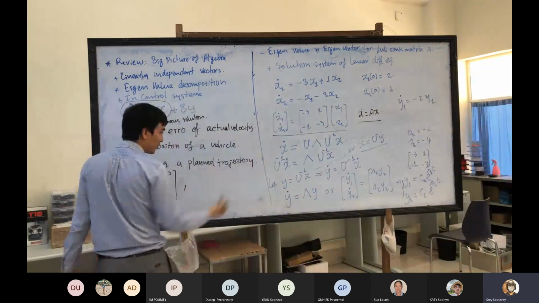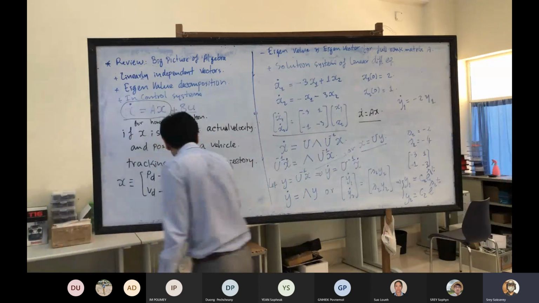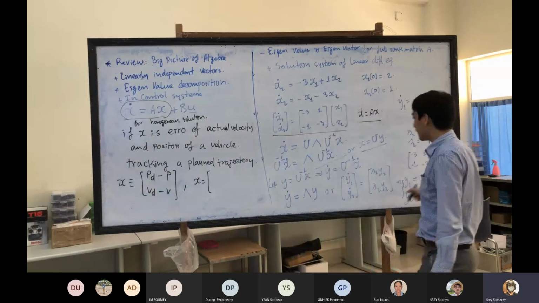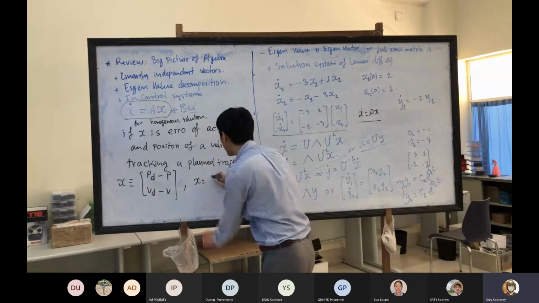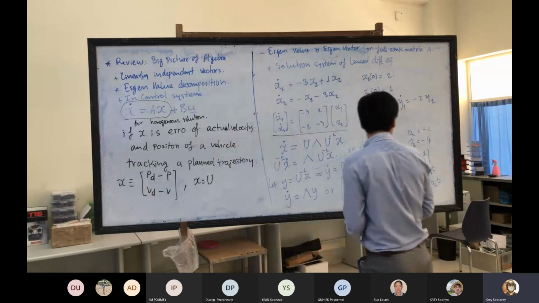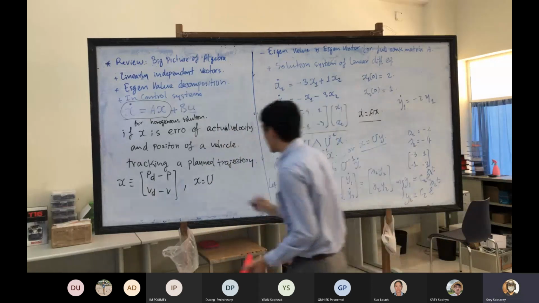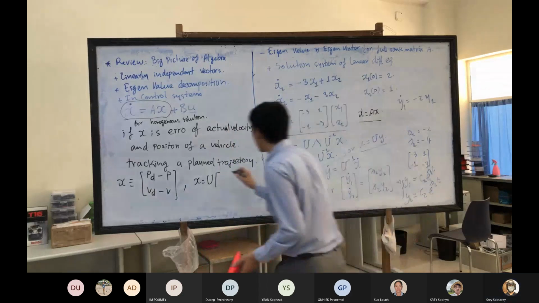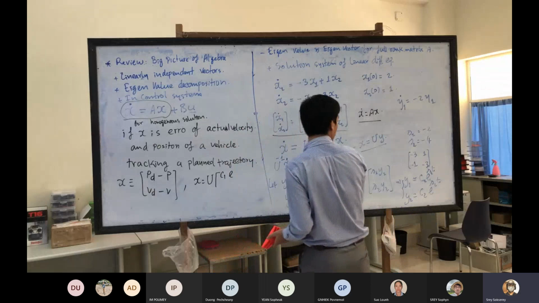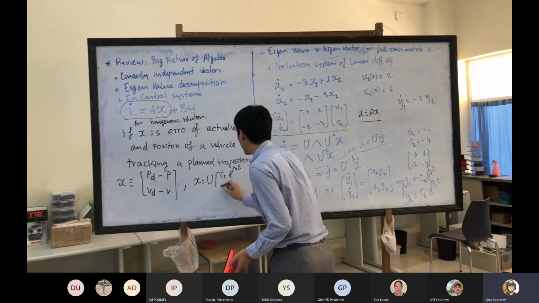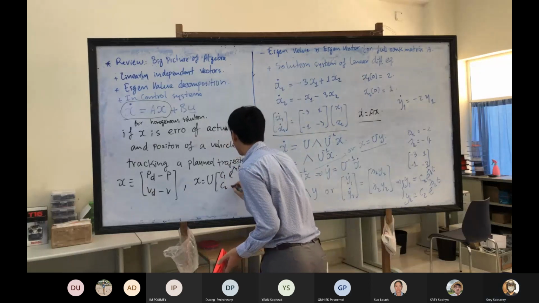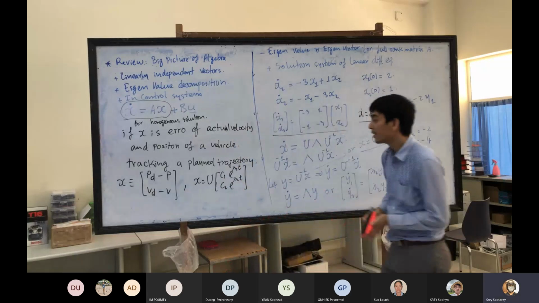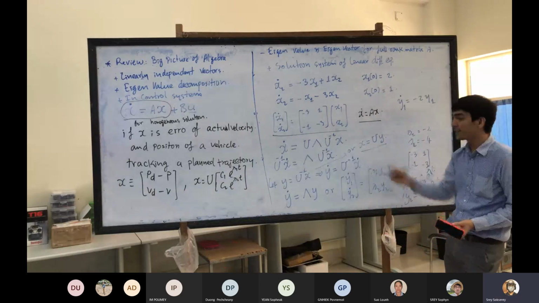When you use eigenvalues and eigenvectors to solve the equation, you get x equal to C1 u1 e to the power lambda 1 t plus C2 u2 e to the power lambda 2 t. Okay, you have this.